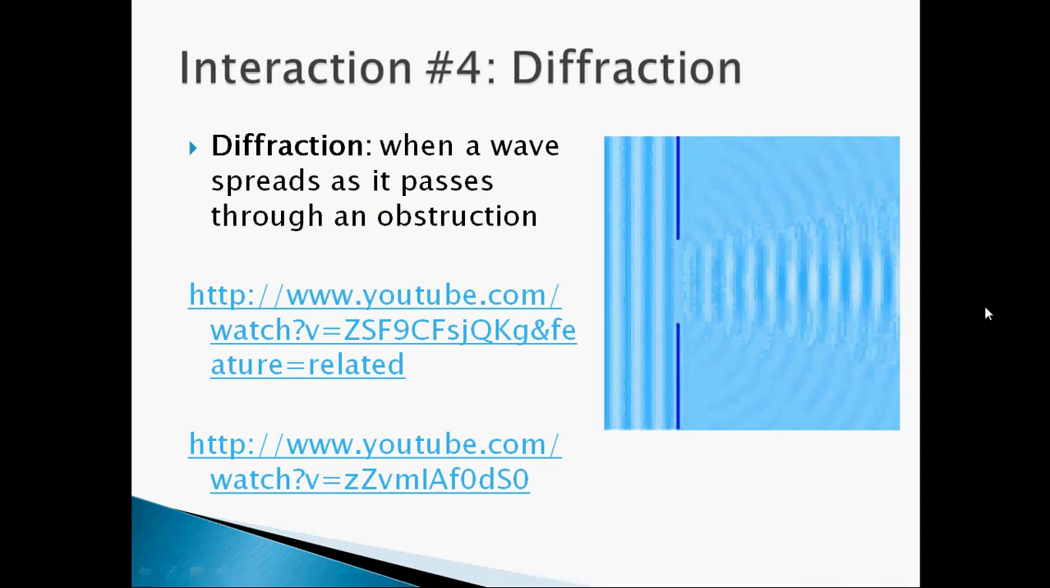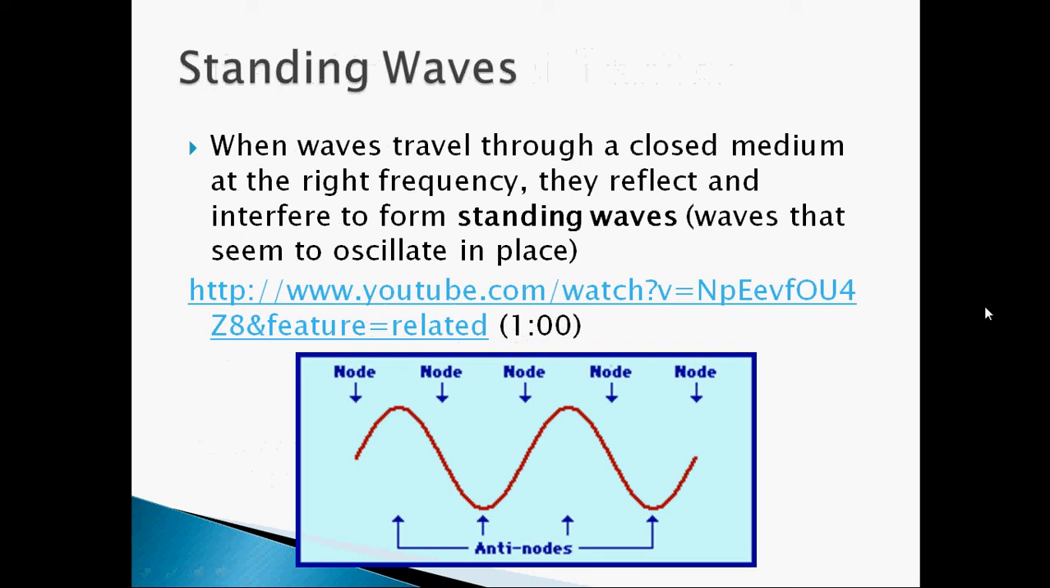Now, one other thing that arises from all these different interactions is something called standing waves. So basically, if we have waves traveling through a closed medium and we get the exact right wavelength, the exact right frequency, we can get the reflections to work out perfectly to form standing waves, so that there are certain places called nodes where the waves are always destructively interfering, and other places called antinodes where the waves are always constructively interfering, so that we get these waves that seem to just oscillate in place. Okay.